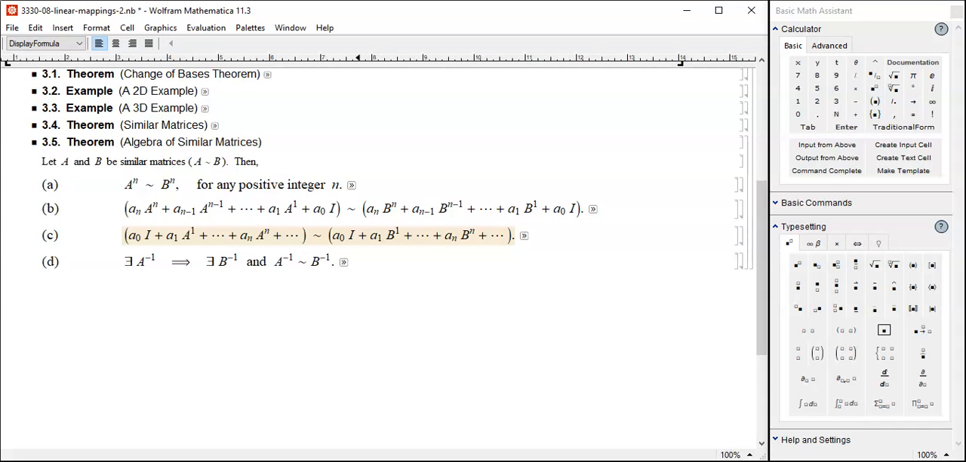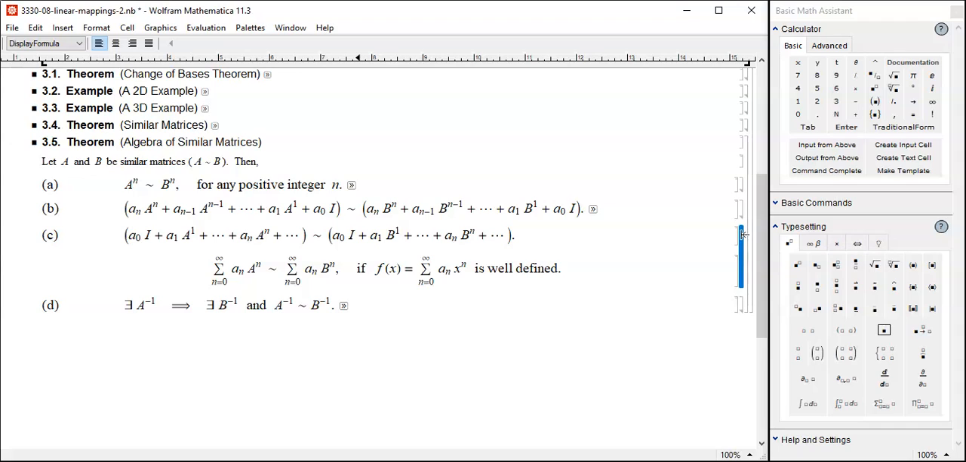Assume all that. If you apply exactly the same logic as with polynomials before, then you can prove that two power series are similar as well. The detail is left to the students. Okay.